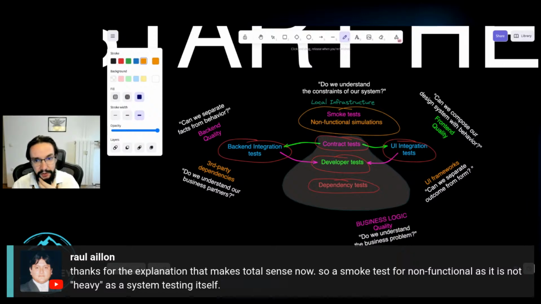Yeah, so smoke test for non-functional, as it is not heavy as a system testing itself. Correct. It is just saying on the surface, you turn on the car. If I put the key in the car, do the lights turn on? Does the engine turn on? If the answer is no, that's what the smoke test is for. But it doesn't tell you what's wrong with the car. It just tells you that, hey, the car doesn't work. Right? So it's generally anything you would do as a check.